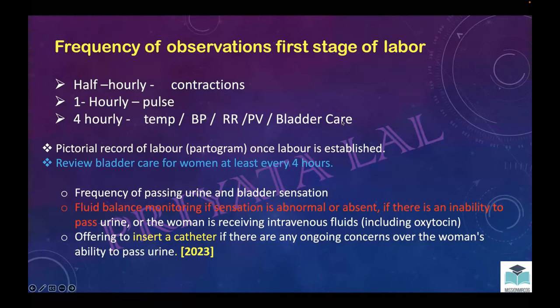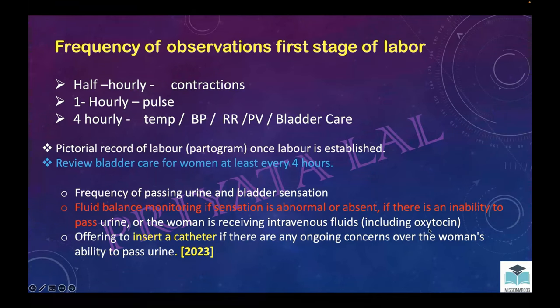Now, what has been added about the bladder care. They want bladder care for the woman at least 4 hourly. You need to assess the frequency of passing urine and the bladder sensation. Apart from this, fluid balance monitoring if the sensation is abnormal or absent, or the patient is not able to pass urine, or is receiving IV fluids including oxytocin, because we know oxytocin causes retention.